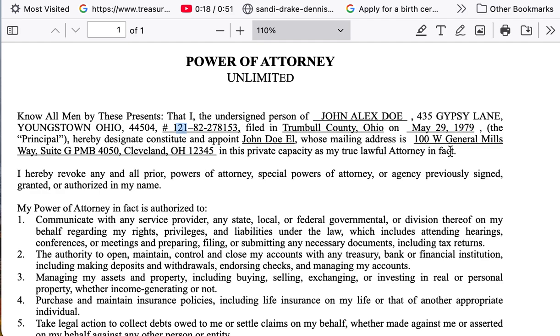Does everybody see what happened there? The principal, John Alex Doe, with the estate number, he's the principal, designated John Doe L, the agent, in his private capacity as the true lawful attorney in fact.